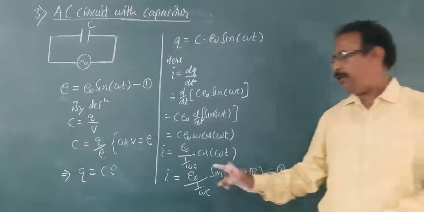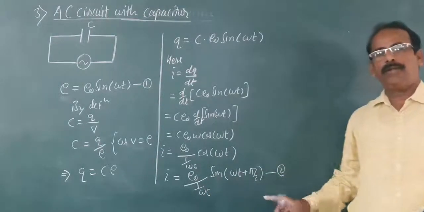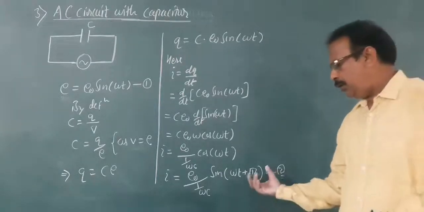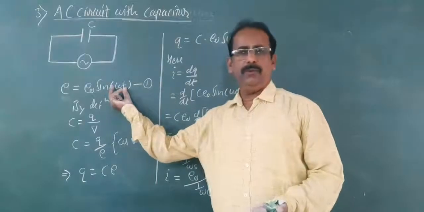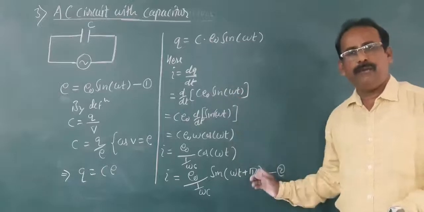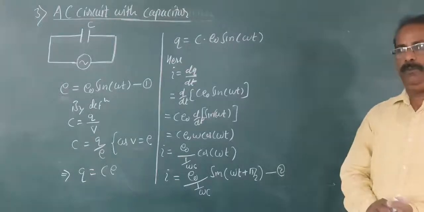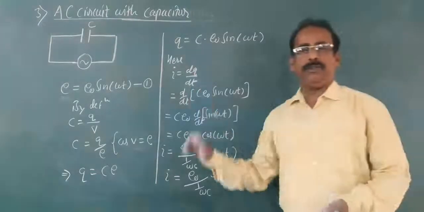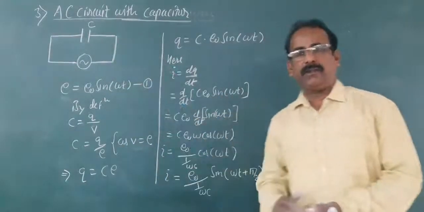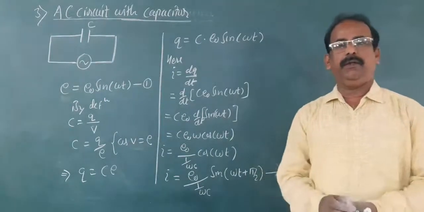What is the equation for current? E0 upon 1 upon omega C into sine of omega t plus pi by 2. See the phase of EMF and the phase of current. Here we observe that in the phase of current there is a plus pi by 2. So from this equation we can say that in this capacitor circuit, the current is always ahead of EMF by pi by 2 radian.